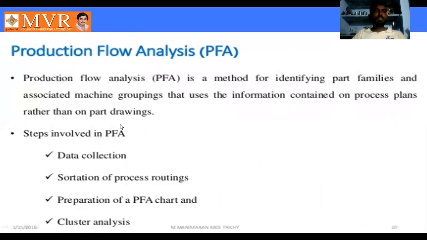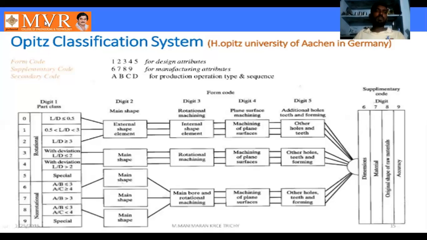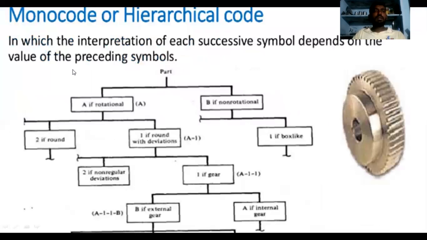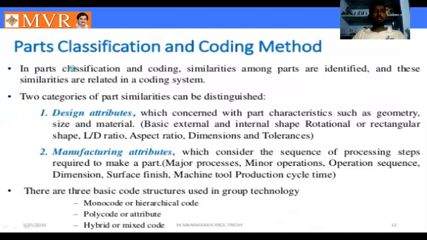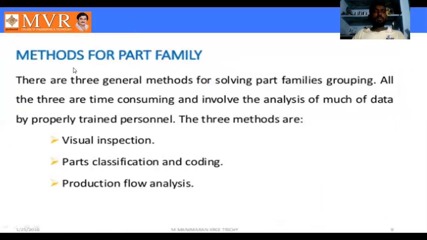So next one we can observe production flow analysis one. This topic is the last topic for the part families. So part families generally are classified into three types. See here, part families we are getting the three one. The first one is visual inspection is completed. Part classification and coding system. The second one. Third one is production flow analysis one.